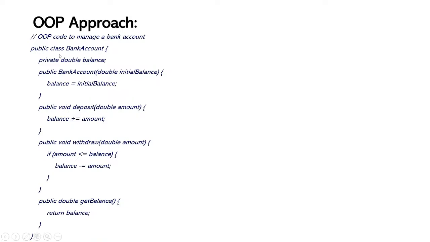You can give it as public class BankAccount. You declare a private double balance. Then you go for public BankAccount, initialize the balance directly. Deposit, you just pass the amount, and at the same time withdrawal, you just pass the amount and you can do the withdrawal. So it is much simpler when you compare it to a procedural approach, right? It's much simple and very clear.